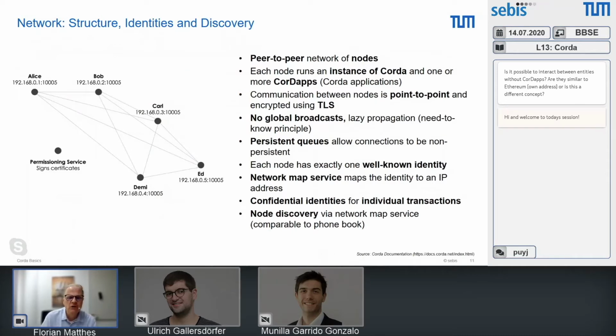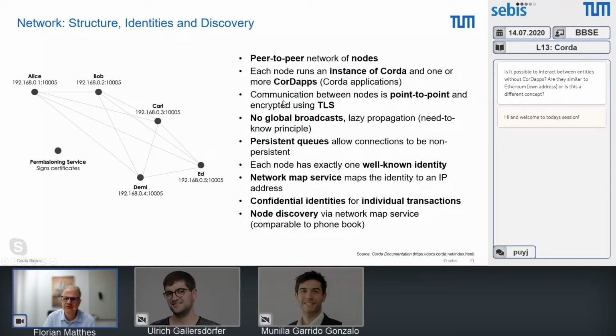So if we then go down, the idea is more technical: you would now have nodes named Alice, Bob, Carl, Demi, Ed, and some permissioning service, which assigns certificates, like the membership directory, as we have seen in Hyperledger, which makes sure that not arbitrary nodes can enter the network, but only a permitted set of parties can enter the network. So each of these nodes runs an instance of Corda and one or more CorDapps, Corda applications, which are deployed on these nodes, as we've seen with Hyperledger.